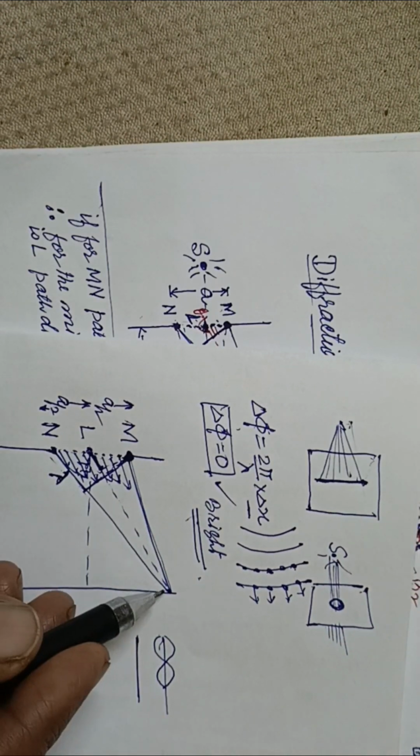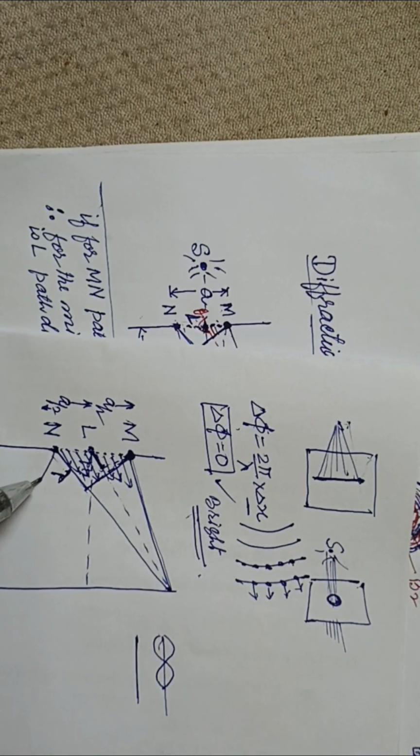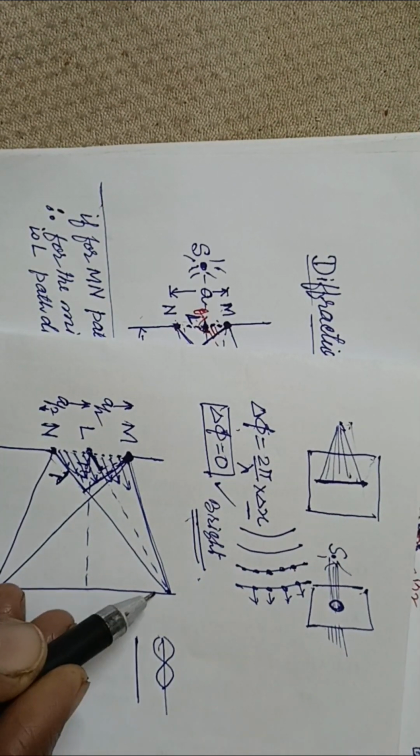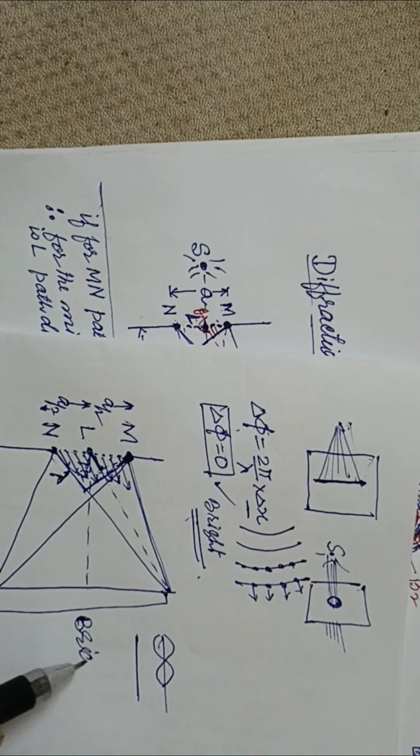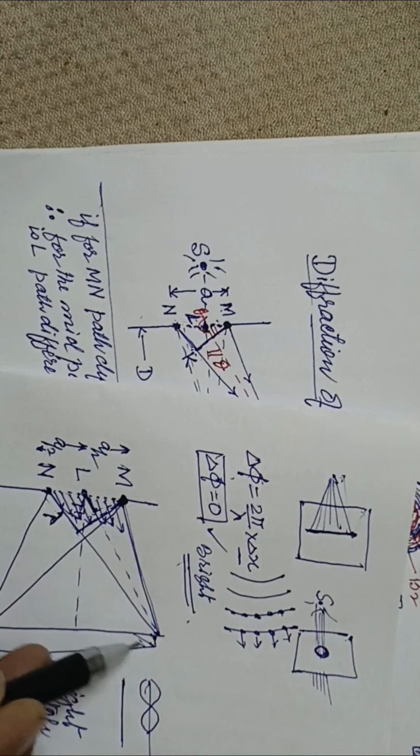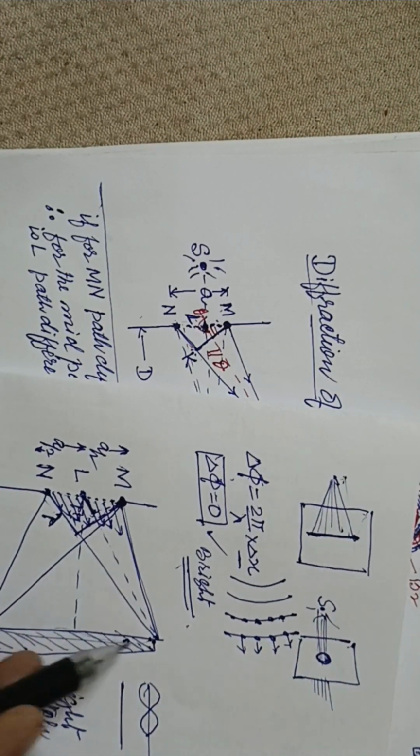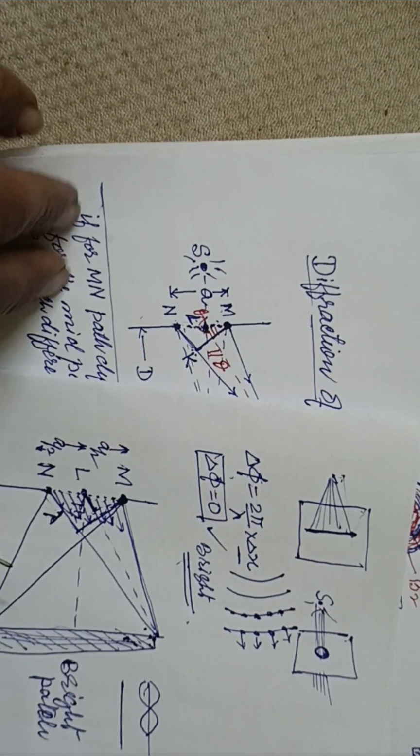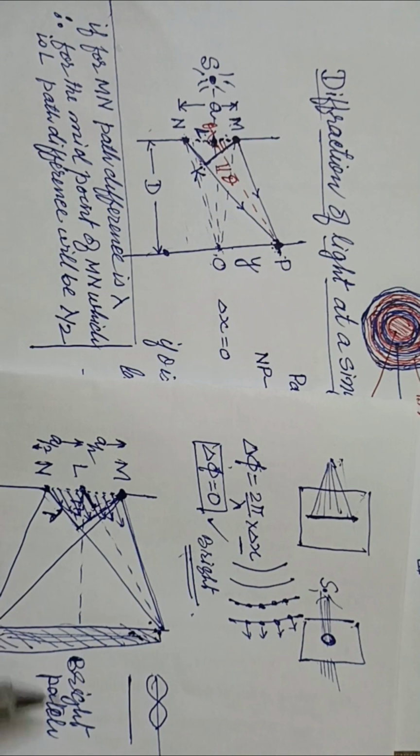So till here you will get a brightness, the bright fringe over this side, and similarly on this side also you will get a bright patch. From here to here, this is the bright patch, and this is called the central maxima or central fringe, which is the brighter portion that you can see in this figure, this zone.